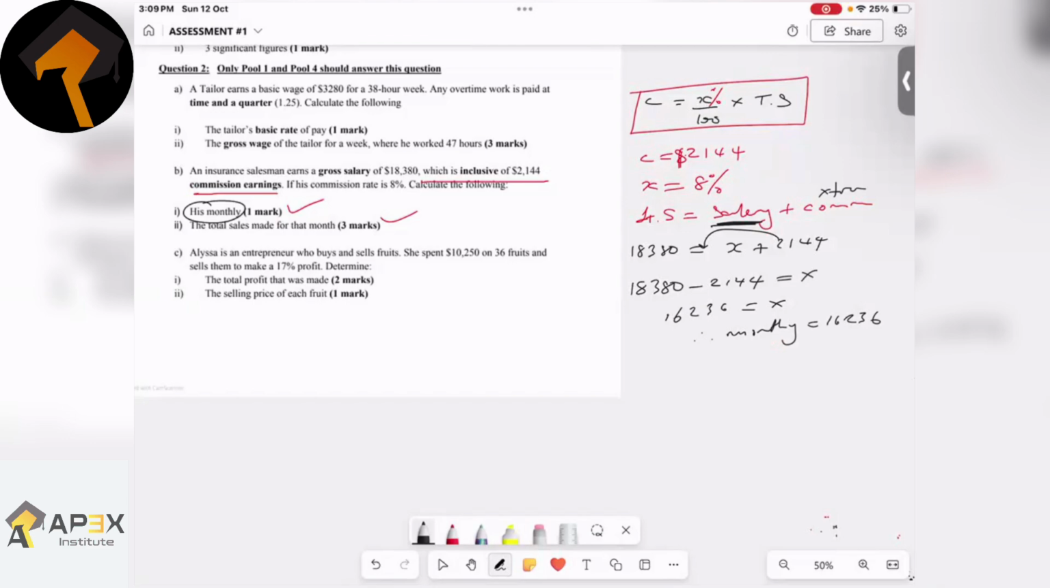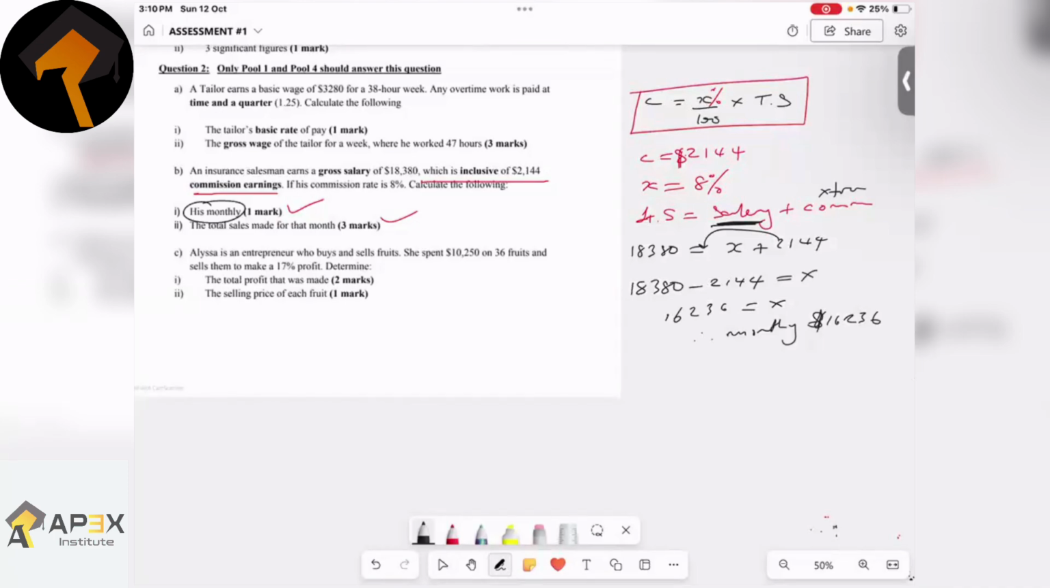Now, this is just me using my algebra skills and just using the formula to help me. When you do it like this, it shows the marker that you understand what you're doing. Now, you could have just used common sense on the question and understood that gross salary is inclusive of the commission. I'm just going to go ahead and subtract the 2,144 from the 18,380, and then I've gotten to the answer.